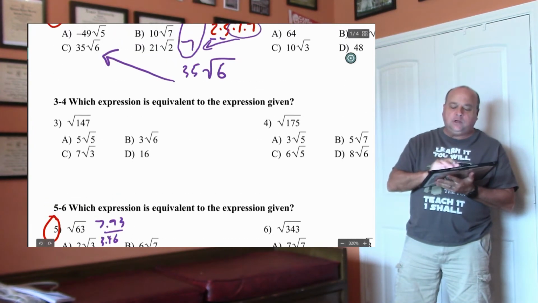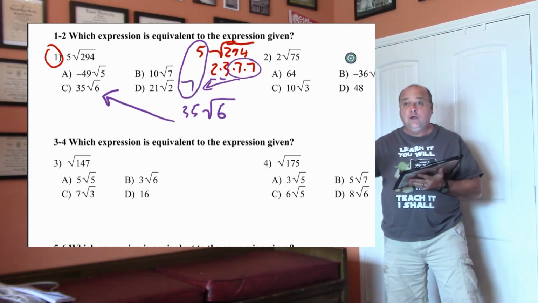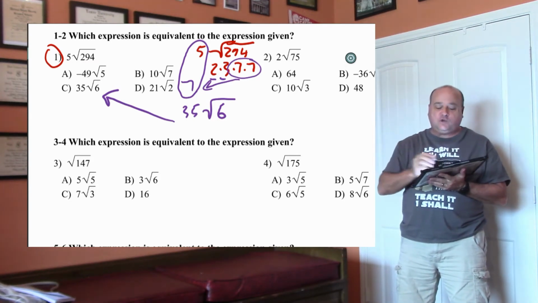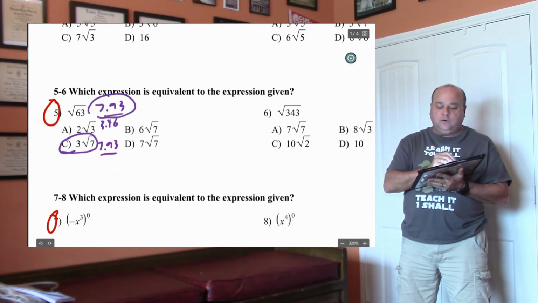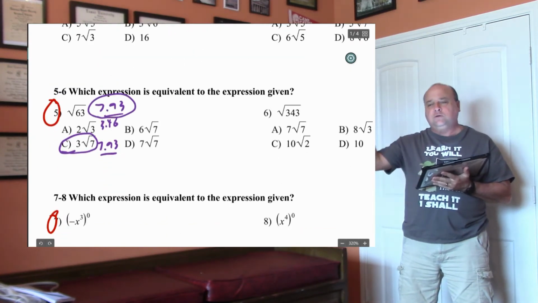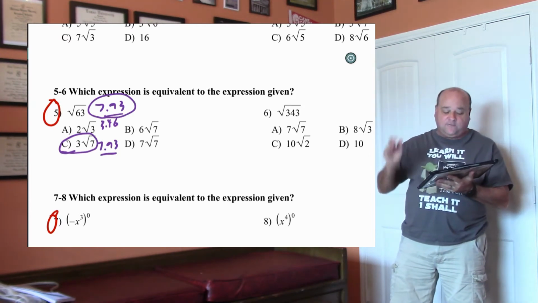You should be able to do it this way. This is a big skill you're going to need in geometry. You've got to be able to simplify that square root like this. You will not write square roots as decimals anymore. You'll simplify them down to the simplest terms, just kind of like simplifying a fraction.